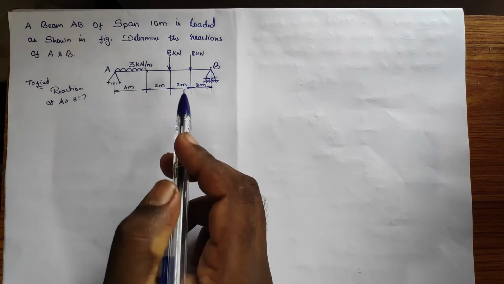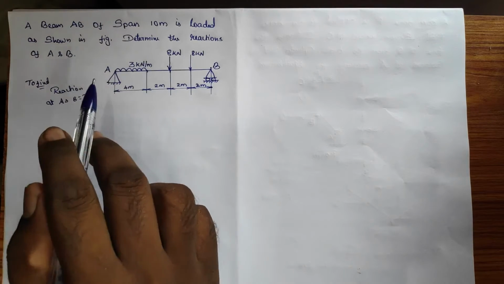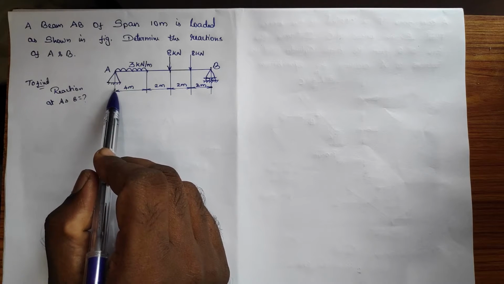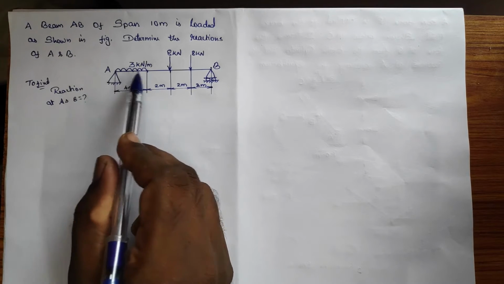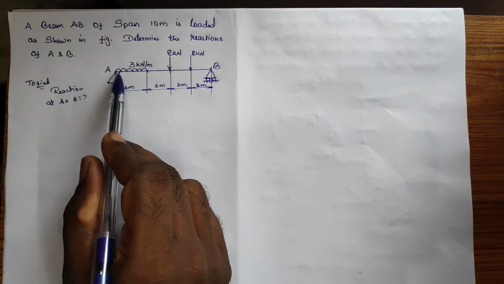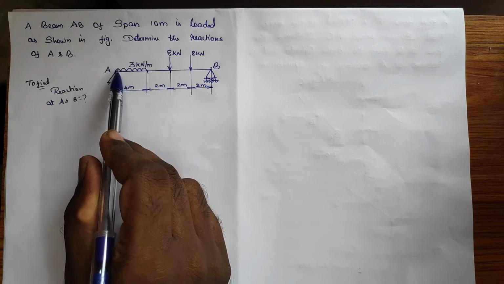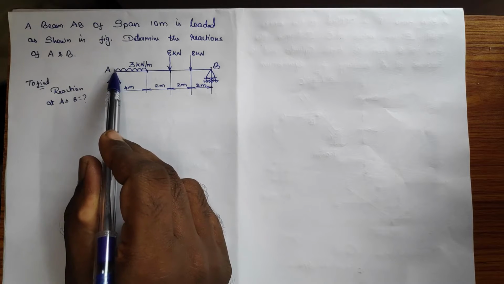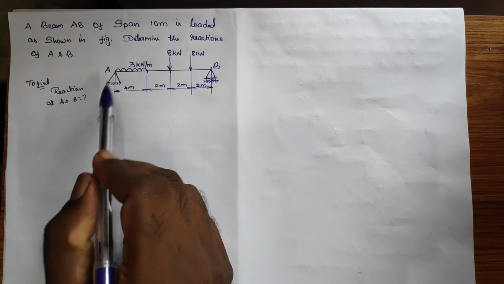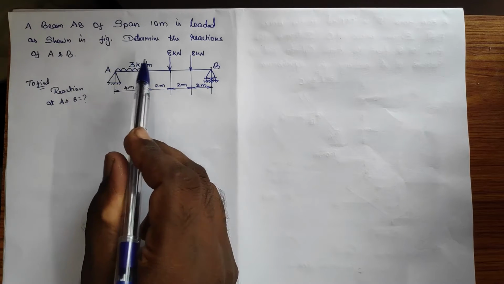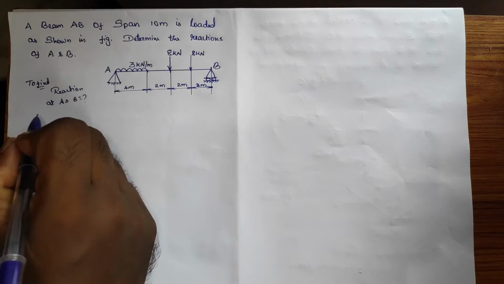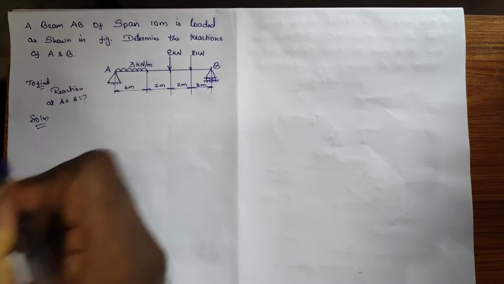Okay, uniformly distributed load. That means it is acting over the span of 4 meter from A, 4 meter away. Okay, over the entire length, the force intensity is spread in a uniform manner. That's why we are calling it UDL, uniformly distributed load. Okay, fine. So let's get into the solution part.